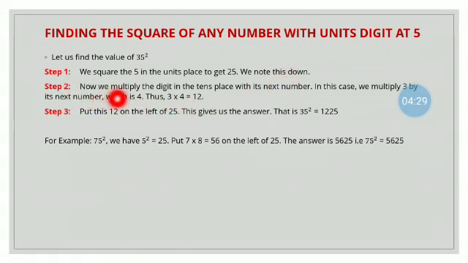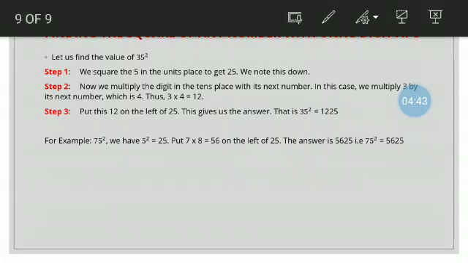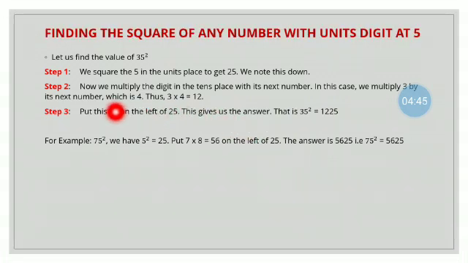Step 2. Now we multiply the digit in the tens place with its next number. So the digit at the tens place is 3. So we have to multiply it with its next number. The next after 3 comes 4. So we multiply 3 by its next number, that is 4. So 3 into 4 is 12. Put this 12 on the left of 25. This gives us the answer, that is 35 square is 1225.